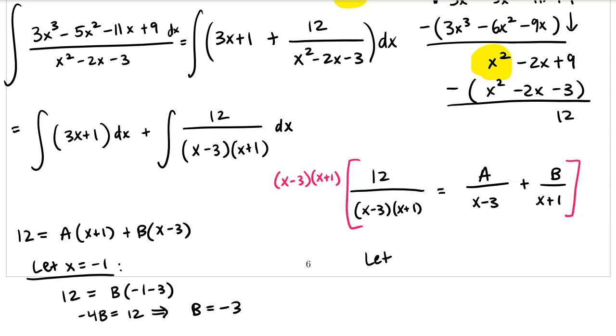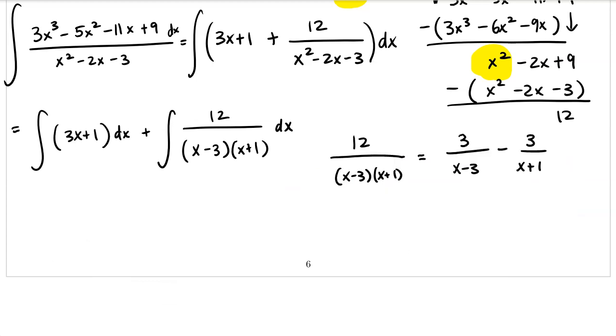Let's go ahead and choose another strategic x value. I'm going to choose positive 3. That's going to tell us that 12 is equal to A times 3 plus 1, which is 4. The B is going to get eliminated, and if I divide both sides by 4, we get A is equal to 3. So let's come up here and replace A and B. A is equal to 3, and B is equal to negative 3. I'm going to clean up the screen a bit.